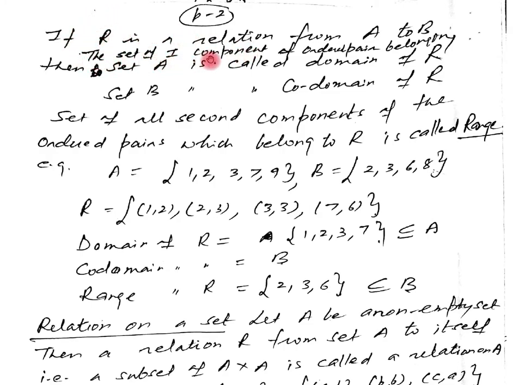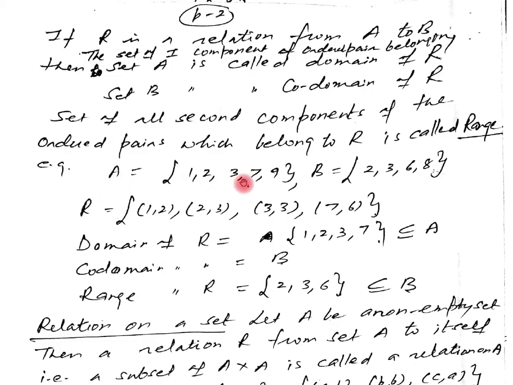Then the set of first components of the ordered pairs belonging to set A is called the domain of R, and set B itself is called the codomain of R, and the set of all the second components of the ordered pairs which belong to R is called the range. These are the three words: one is domain, another is codomain, another is range. Let me explain it with the help of an example.